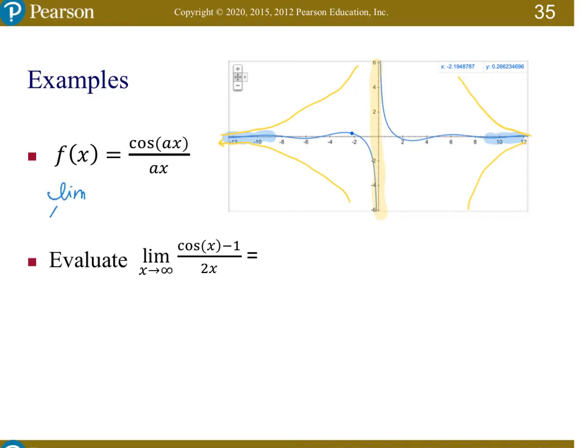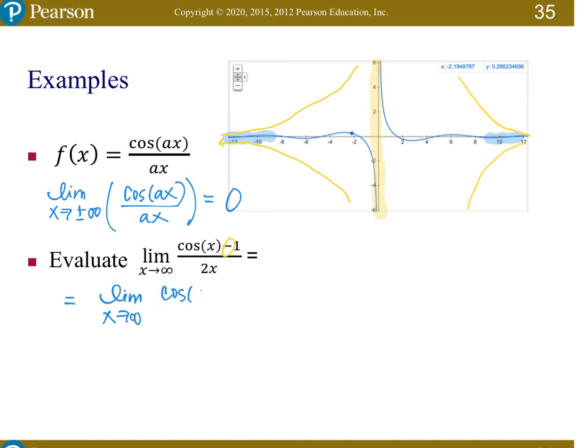So we have the limit as x approaches positive infinity or negative infinity. So we can say plus or minus infinity of cosine of ax over ax, as long as there's a match there. That is also 0 on both the left and the right. So for this question, I notice a subtraction, which means another common denominator situation. So I have the limit as x approaches infinity of cosine of x over 2x minus another limit with the common denominator of 1 over 2x.